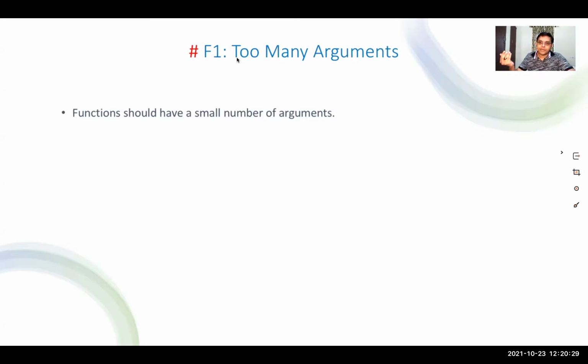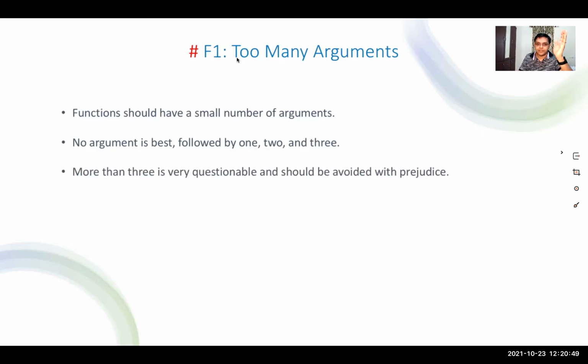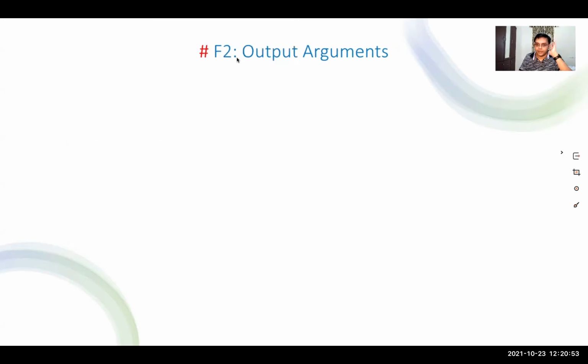But this one is identifying the smells, and we'll put a discipline for ourselves. So the smell is that it has too many arguments, and what we say is functions should have a small number of arguments. No argument is the best, followed by 1, 2, and 3. If more than 3, this is questionable and should be avoided.